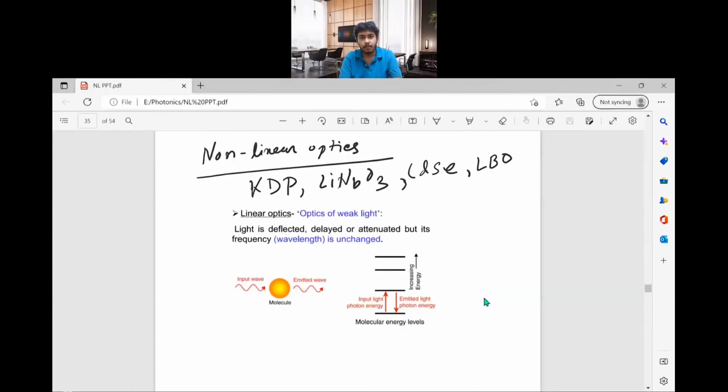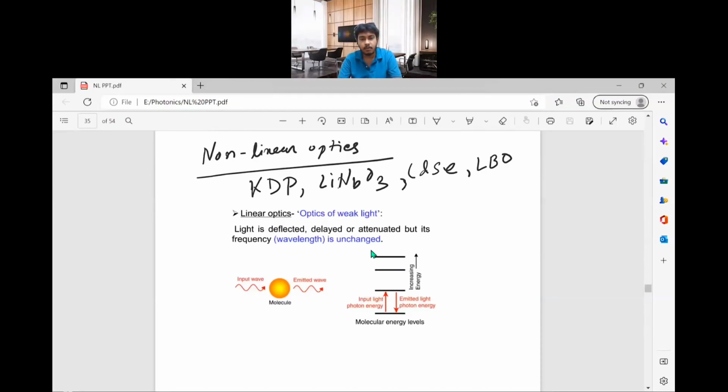So we have moved to the last topic, nonlinear optics, the last topic of this course. Nonlinear optics means if you send input light to a molecule, the emitted light will have a different wavelength or frequency compared to the input. KDP crystal, lithium niobate crystal, CdSe crystal, lithium tribromate crystal, and other materials also have this nonlinear property. So we'll discuss it now.